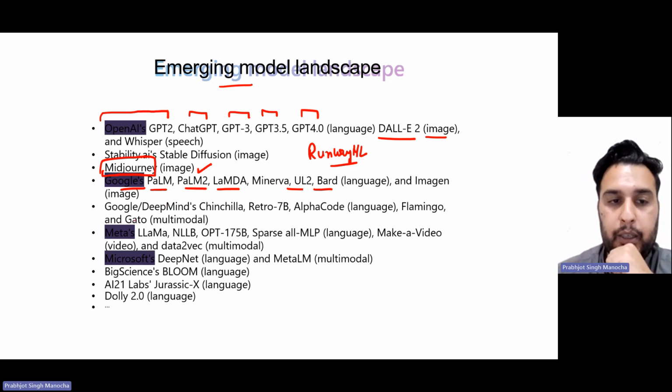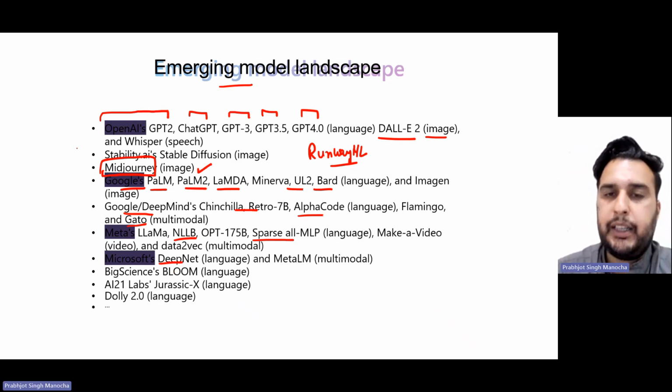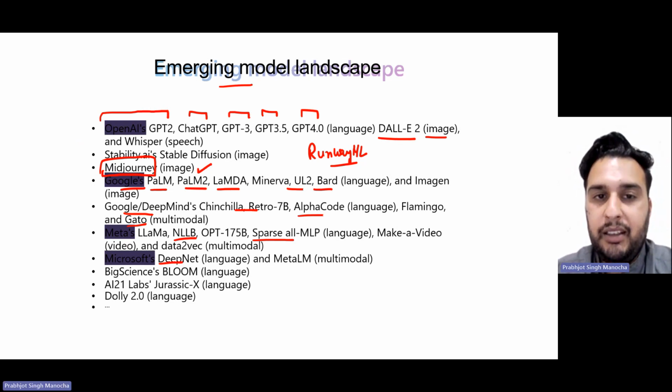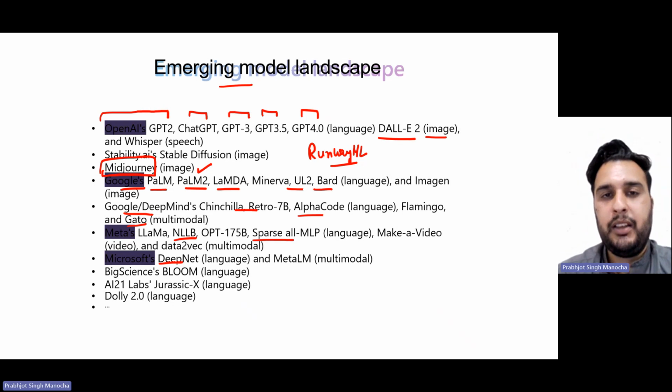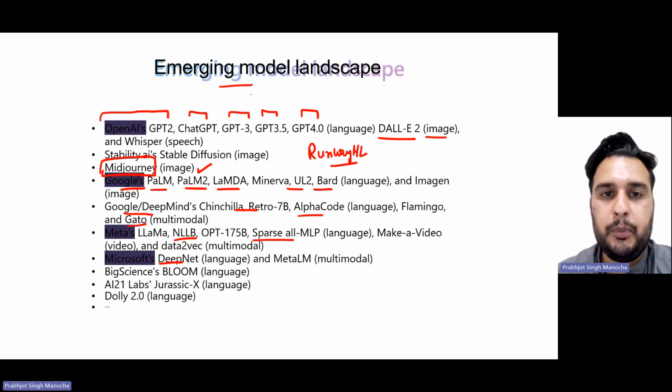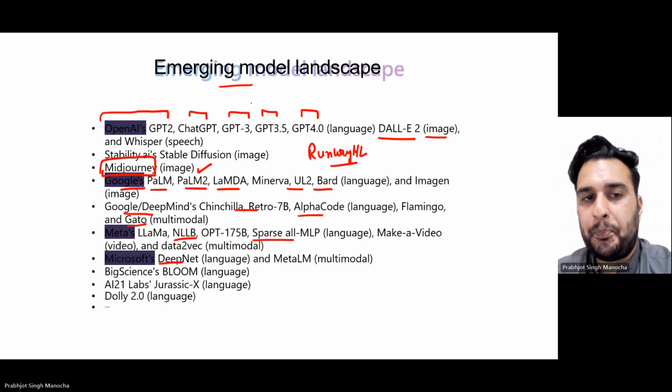A few other examples: we have Google DeepMind, we have Retro, AlphaCode, Flamingo, Gato, NLLB, Sparse all-MLP, Make-A-Video, DeepNet. All these different tools are there, so you can explore that also. Yes, it's really difficult to capture everything here in a single session, but I hope you take this as a starting point. From there, you can search, explore and try out a few of the examples in order to generate the data.